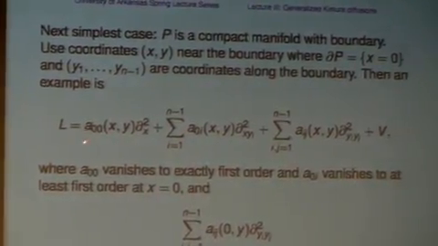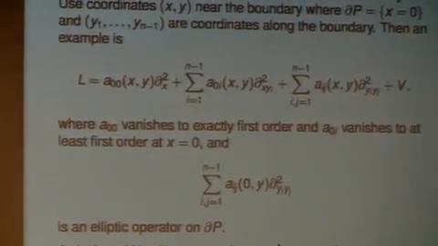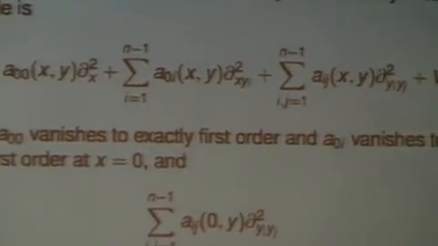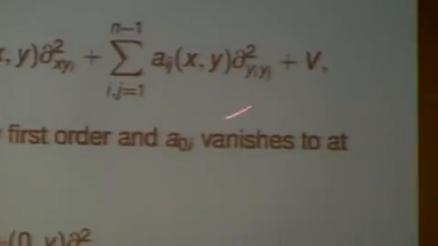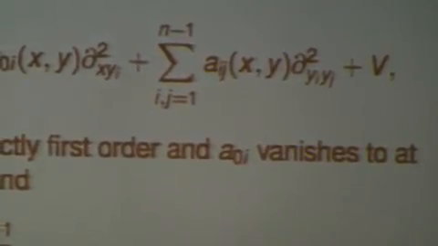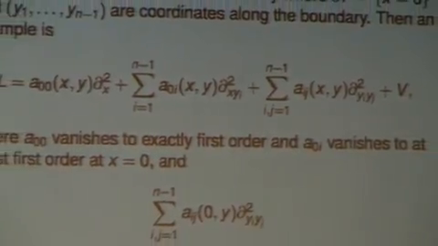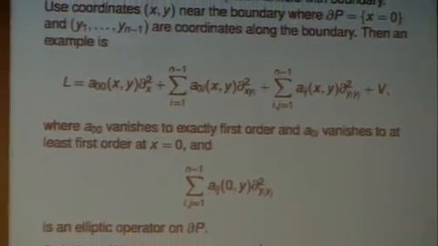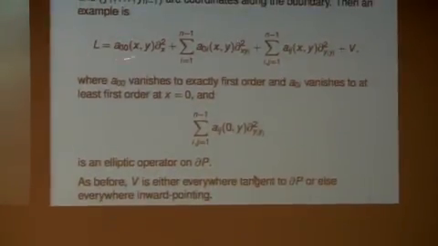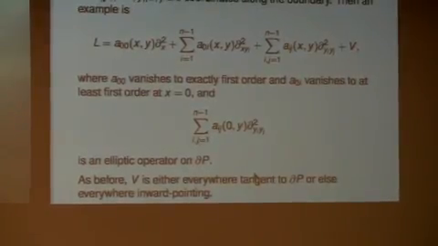So a priori, it's some second order operator. I'm demanding that this term here vanishes to order 1, and that this term also vanishes, but that this restricts to an elliptic operator on the boundary, and v is either everywhere tangential or everywhere transversal. So there's the restriction of the second order part. I didn't explicitly pull out the vanishing term from here. I'm just saying that A00 has the term x times something else.